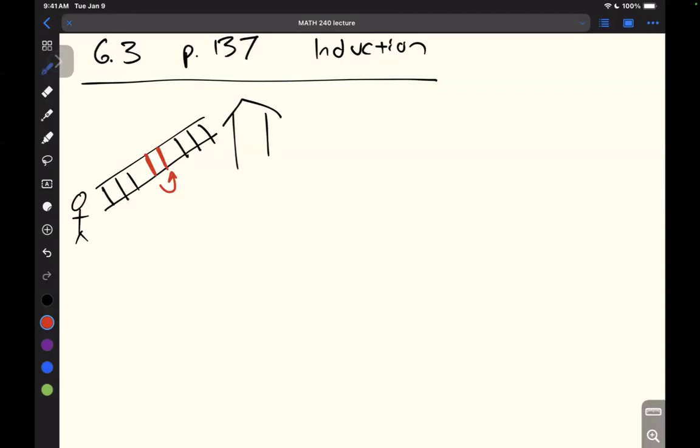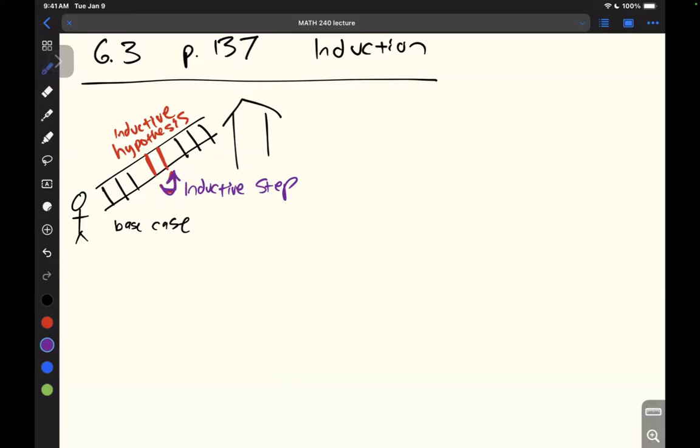This is inductive reasoning. So we start with what we call a base case. And then we have the inductive hypothesis. And then if we make this arrow purple, then we've got the inductive step.